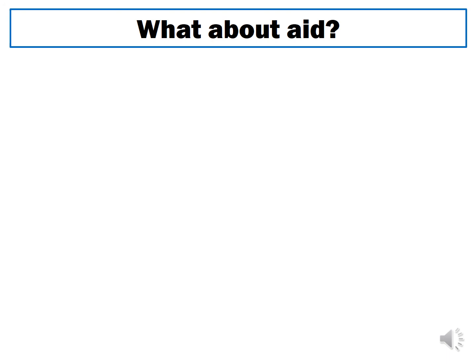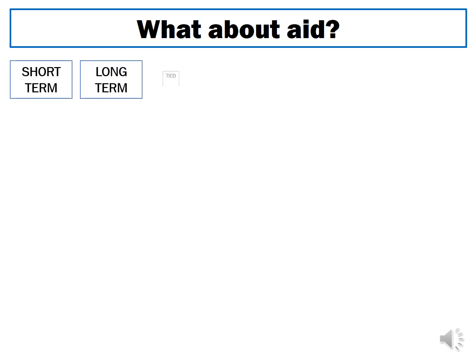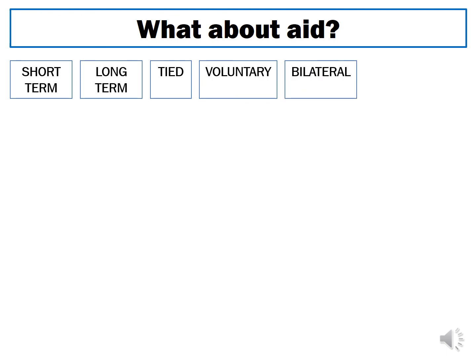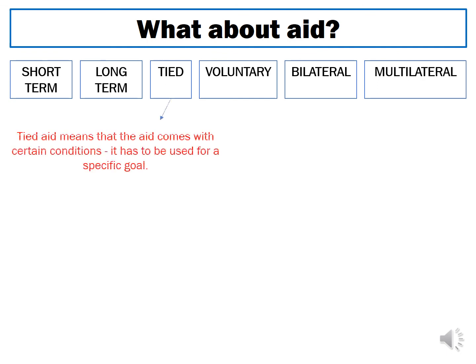As a reminder, there are 6 different types of aid that you need to be familiar with. Short-term, long-term, tied, voluntary, bilateral, and multilateral. If we take the example of tied aid, this refers to aid that comes with certain conditions, so it has to be used for a specific goal.